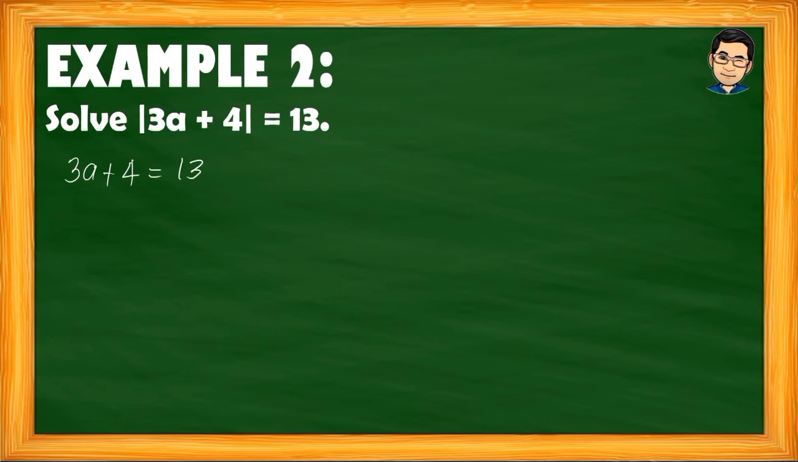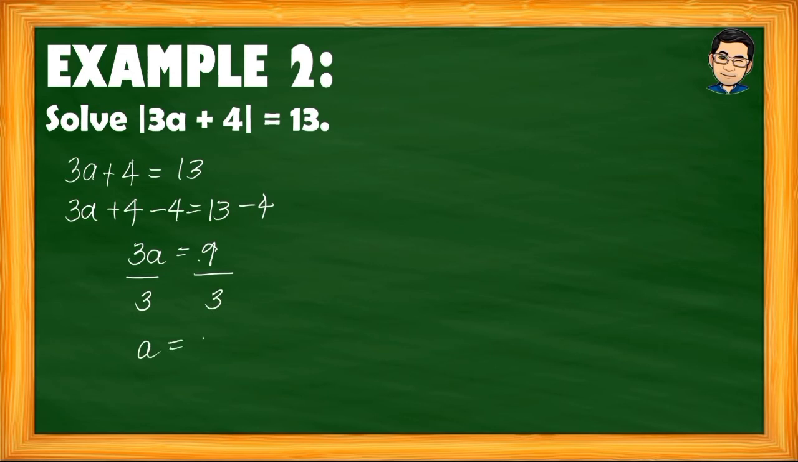And then, we subtract 4 from both sides to remove the 4 on the left side. And then, 3a is equal to the difference of 13 and 4, which is 9. And then, we divide both sides by 3. So, the value of a is 9 divided by 3, which is 3. So, that is our first value of a, 3.